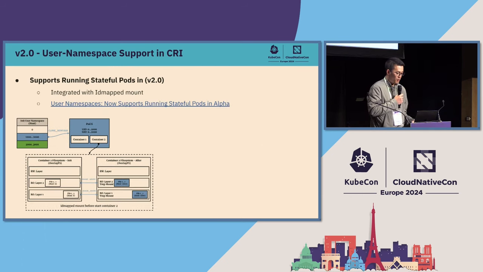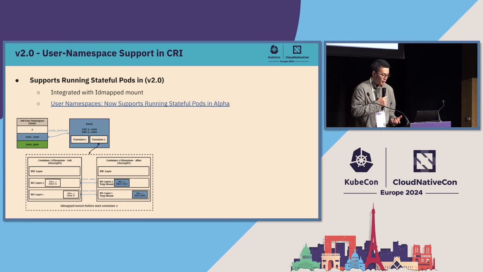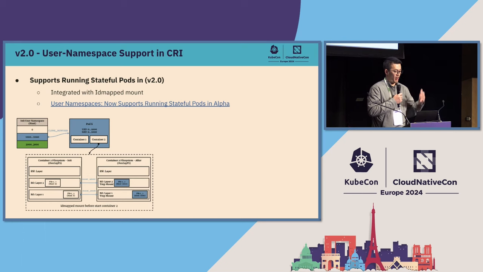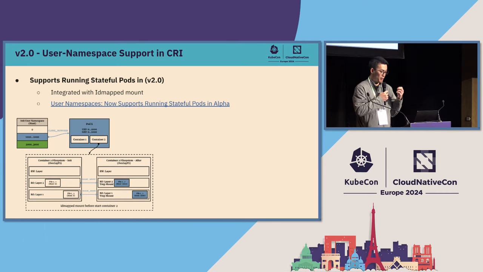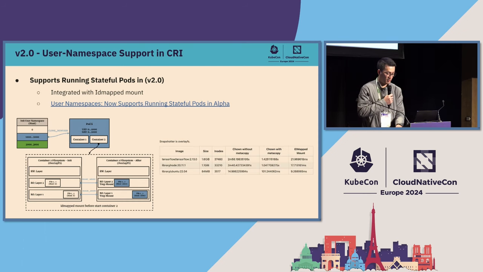So in 2.0, we use ID mapping here. ID mapping can provide us with a temporary view of the file system. We don't need to change the file ownership physically. We just create a temporary mount point. You can see here, we just call a system call here. We can have the other views. You can see the performance is a huge improvement here. So this is all about the runtime change. Yeah, let's get back to Akhil.